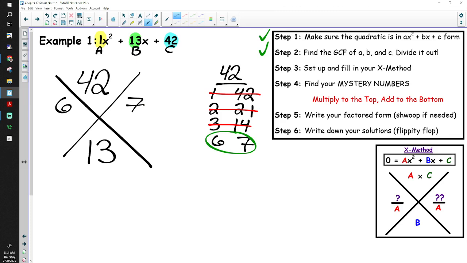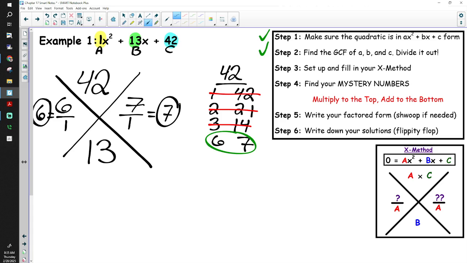In this problem, what was the A value? Oh, 1. The A value is 1. So I'm going to divide both sides by 1. 6 divided by 1 is just 6. So I'm going to write equals 6, and I'm going to circle it. This is one of my factors. On the right side, 7 divided by 1 is 7. That's my second factor. These are my two factors for the quadratic.